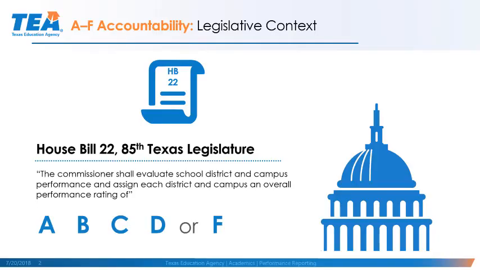The passage of House Bill 22 made significant changes to the academic accountability system. Under House Bill 22, the Commissioner of Education is required to evaluate district and campus performance and assign ratings of A, B, C, D, or F.